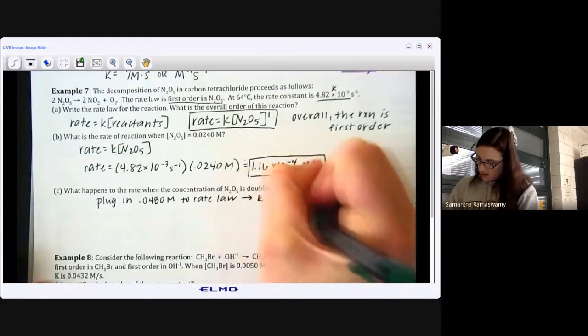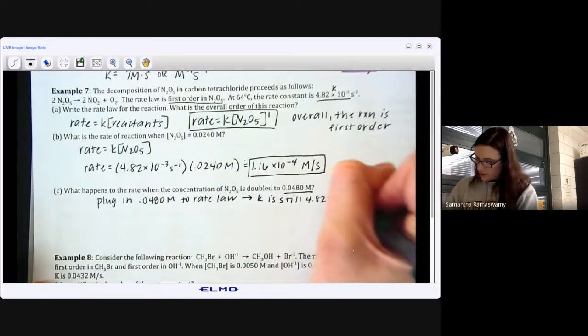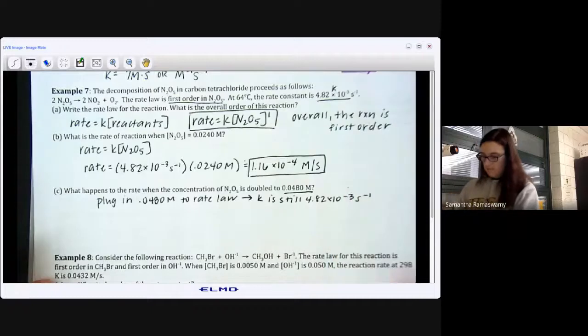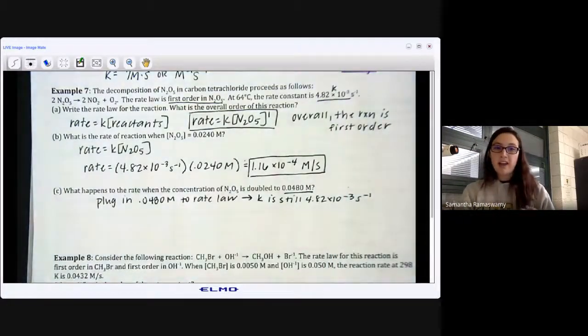K is still 4.82 times 10 to the negative third per second. So you could plug in concentration and K just like we did before, and you could calculate the rate.